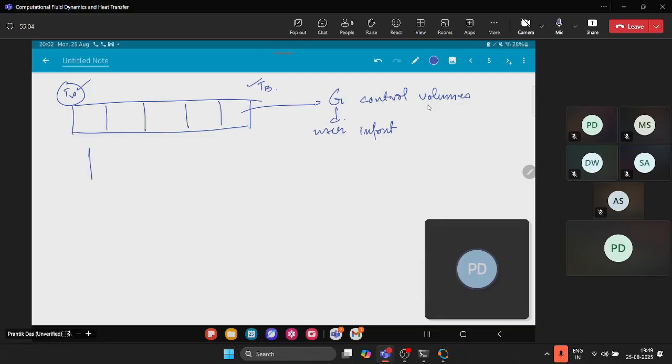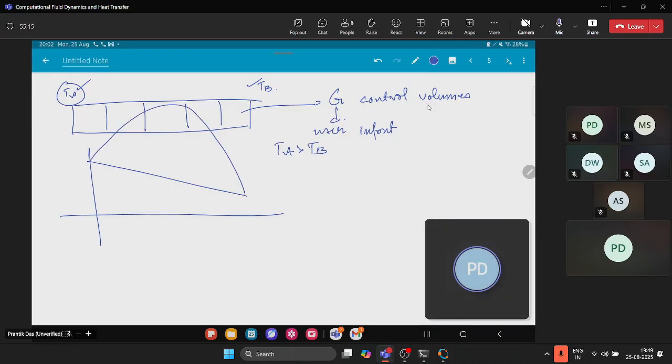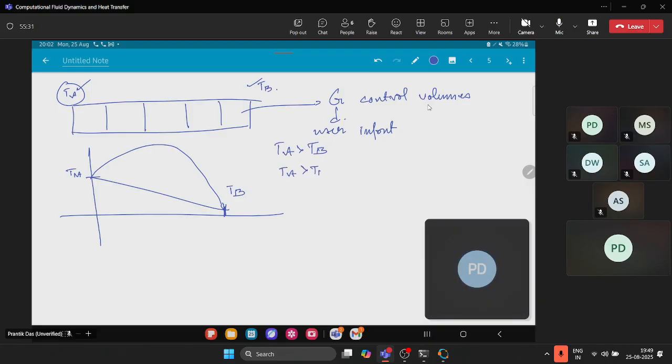In case of no source term itself, if TA is greater than TB, the temperature profile looks like a linear one. And if it's with a source term, then it looks like this. So it becomes a parabolic profile. So this is TA, TB, and this one is TA. So TA is greater than TB. So T at any location X becomes a function that remains between TA and TB.